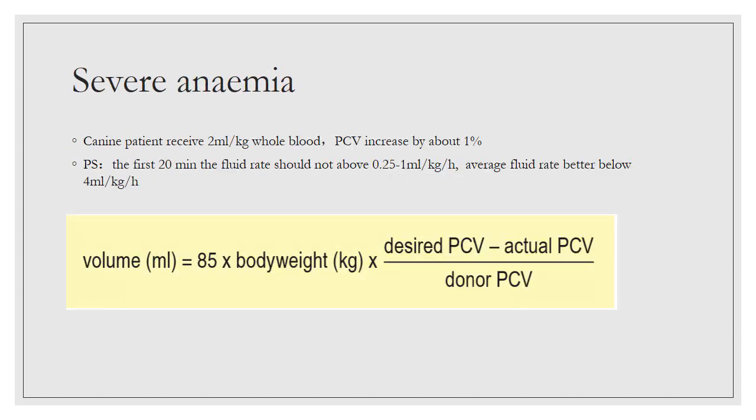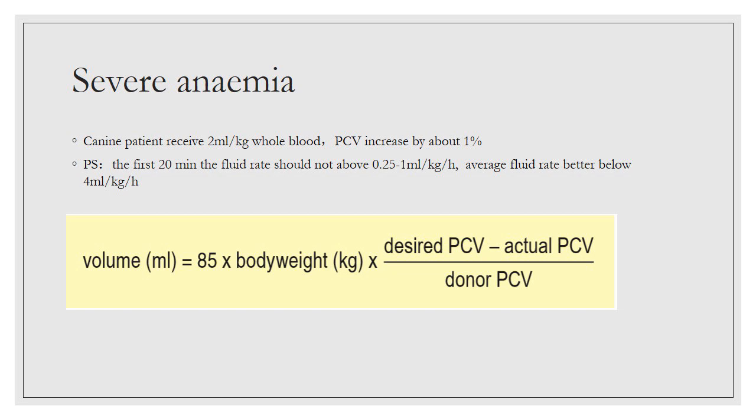For severe anemia patients, it's never a bad idea to stabilize them and give them a blood transfusion before general anesthesia. The canine patients receive 2 ml per kilo whole blood. The PCV will increase about 1%. For the first 20 minutes, the blood transfusion rate should not be above 0.25 to 1 ml per kilo per hour, just in case of a transfusion reaction. The highest blood transfusion rate should preferably be below 4 ml per kilo per hour.